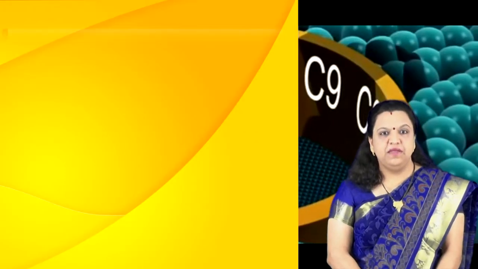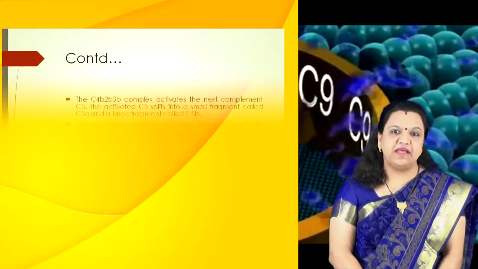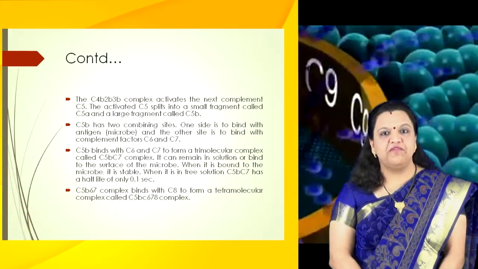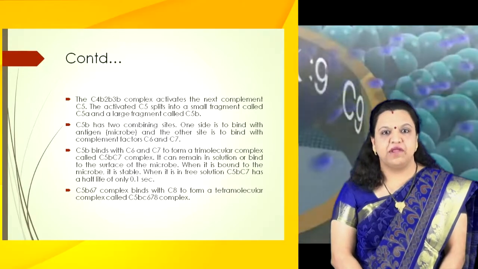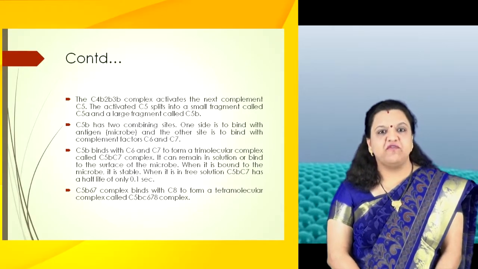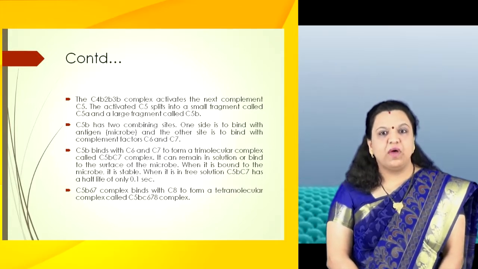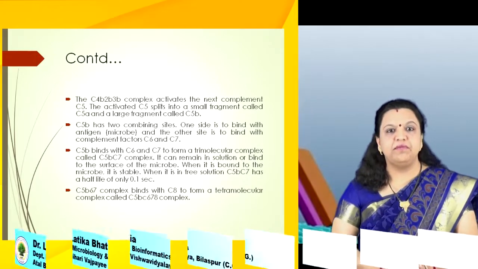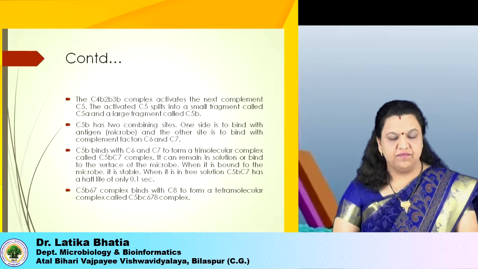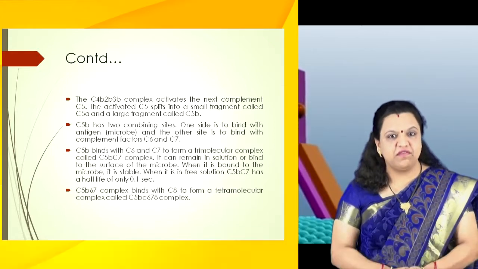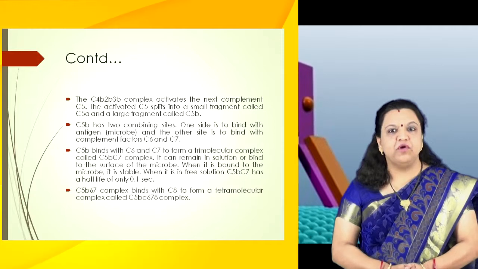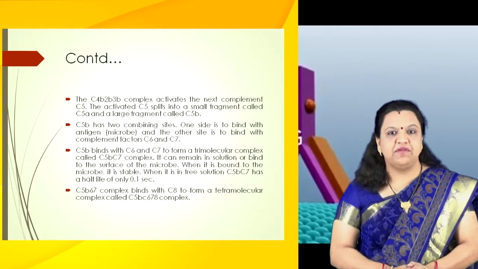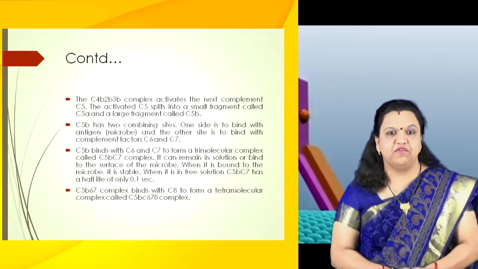The C4b-2b-3b complex activates the next complement, C5. The activated C5 splits into a small fragment called C5a and a large fragment called C5b. The C5b has two combining sites. One site is to bind with the antigen, that is the microbe, and the other site is to bind with complement factors C6 and C7. C5b binds with C6 and C7 to form a trimolecular complex called the C5b-6-7 complex. It can remain in the solution or bind to the surface of the microbe.